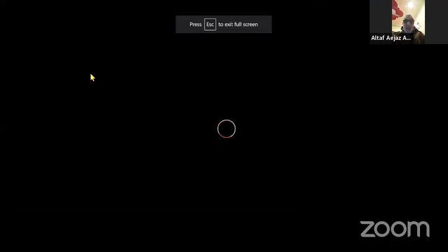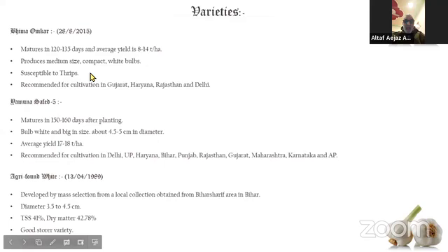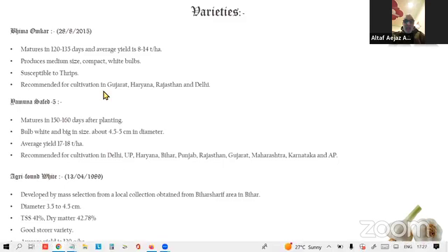This will definitely find an economic interest amongst the farmers for its sustenance because of the yield superiority it normally maintains in comparison to the other varieties of garlic. Similarly, there is the Agrifound White variety. It is a mass selection from the local collection obtained from the Bihar Sharif area in Bihar.